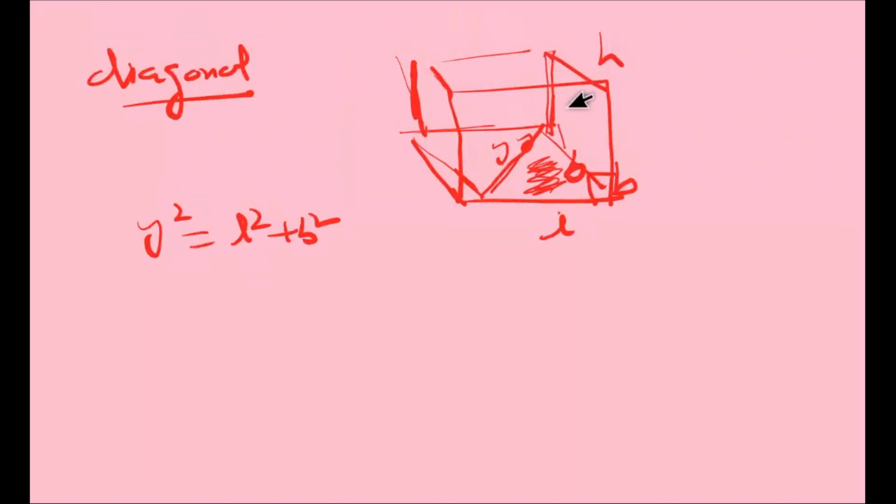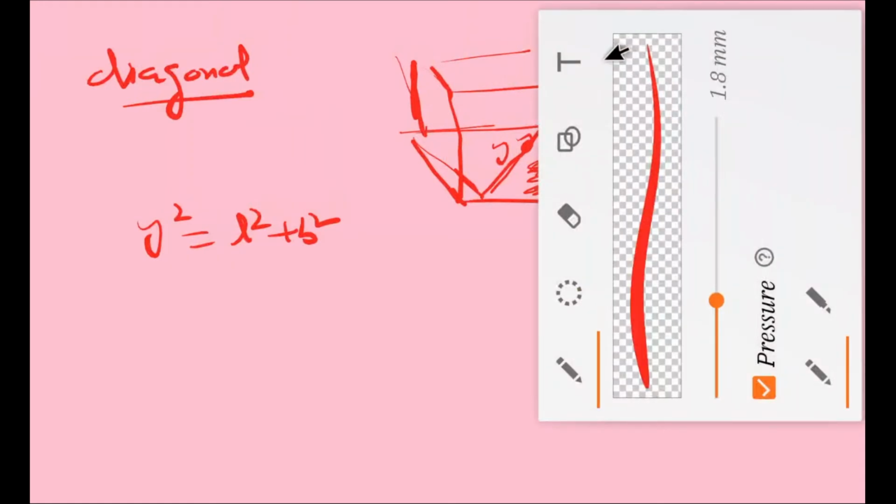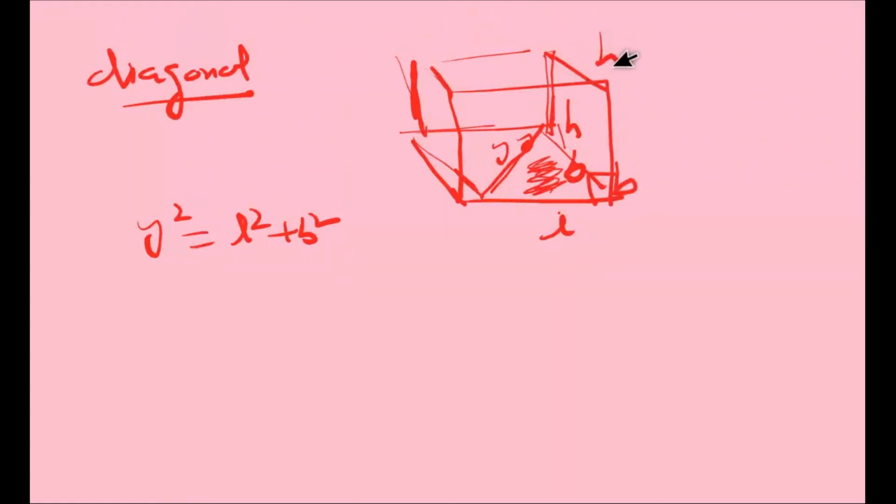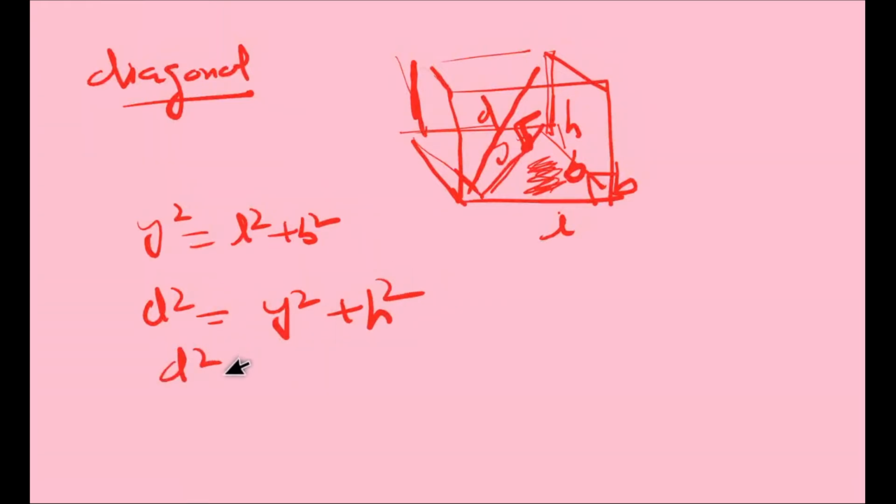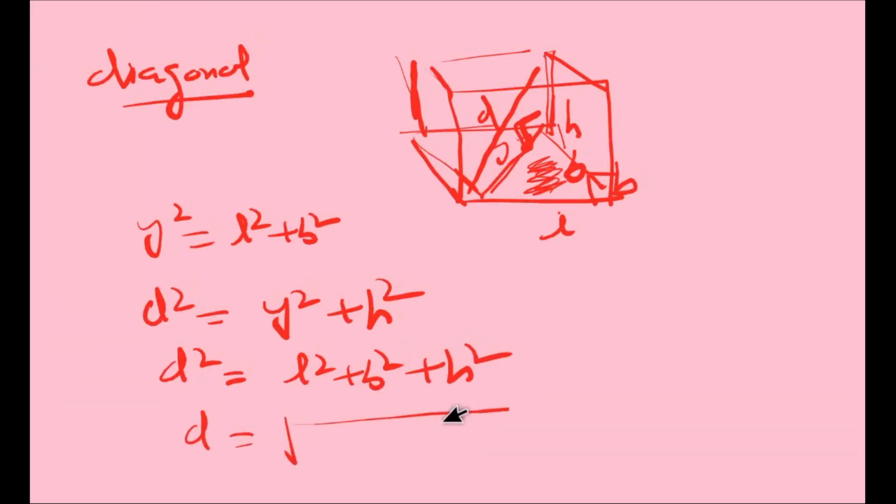Now using this height, you can find the diagonal. Here is also 90 degree. So you can use again Pythagoras theorem, d square equal to y square plus h square. So d square equal to L square plus B square plus h square. So this way you can find the diagonal or longest rod which you can put in this cuboid, right students?